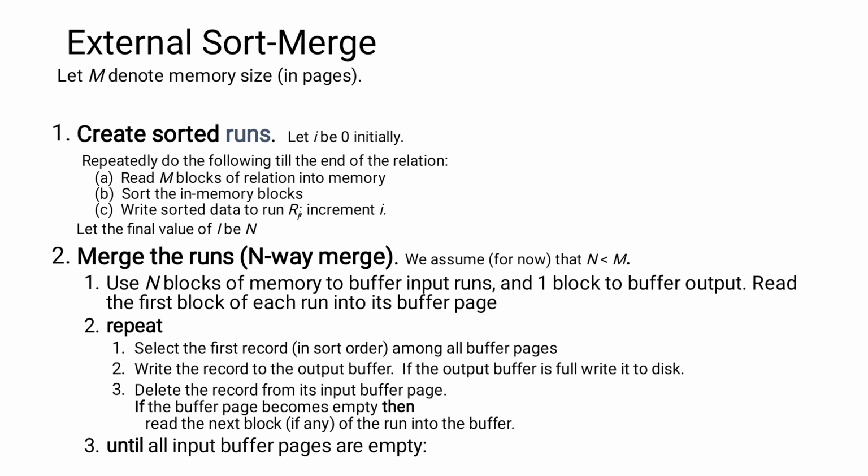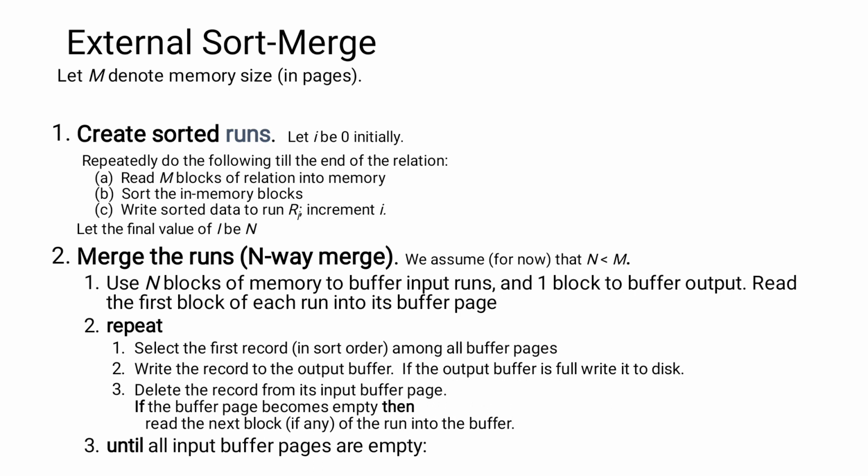the i value. Let the final value of i be n, because we are doing the algorithm for n-way merge. The second step is to merge the runs. Here we have some steps. We assume that n is less than m, and we are using n blocks of memory to buffer input runs and 1 block to buffer the output.